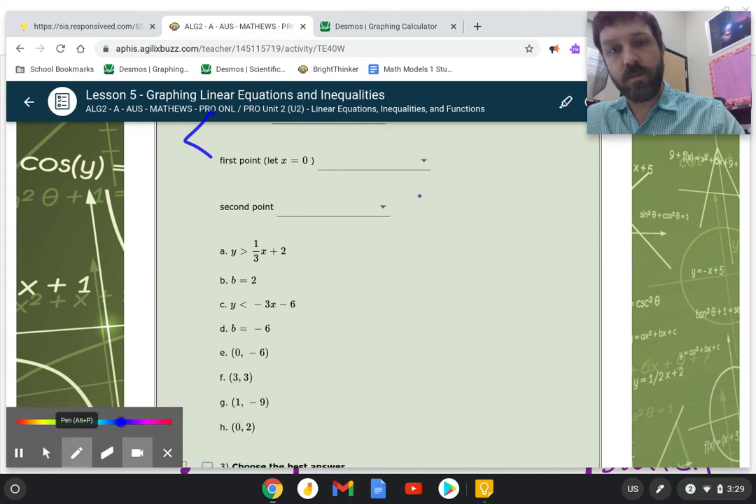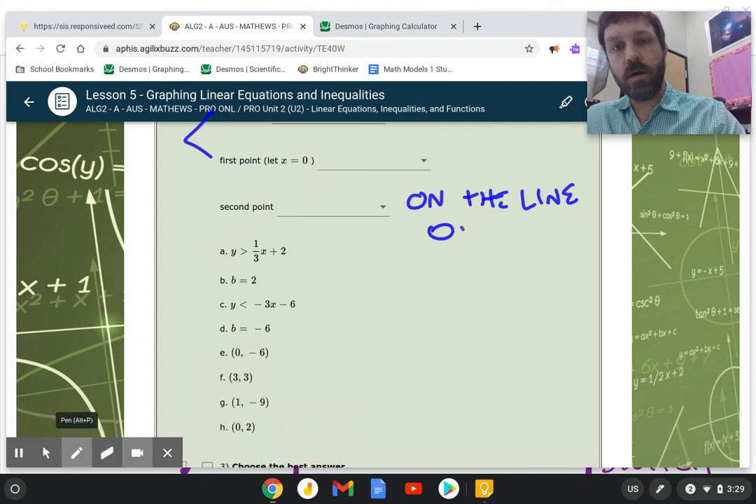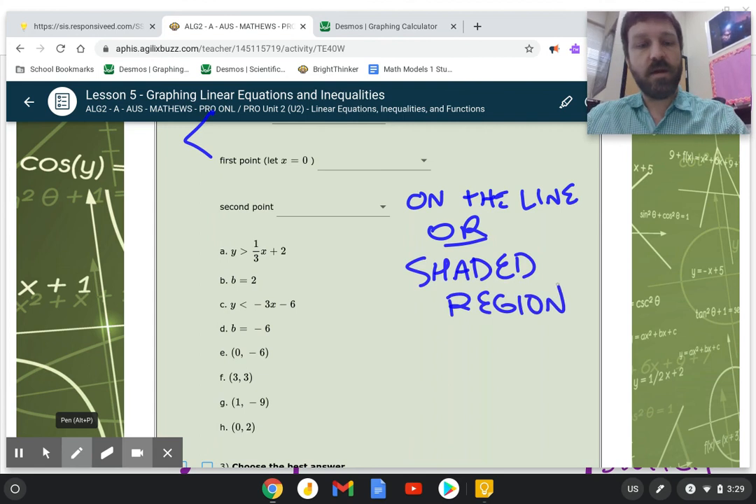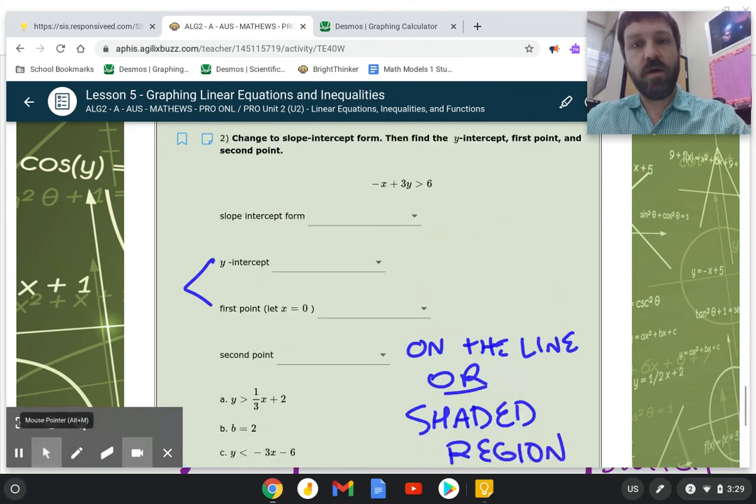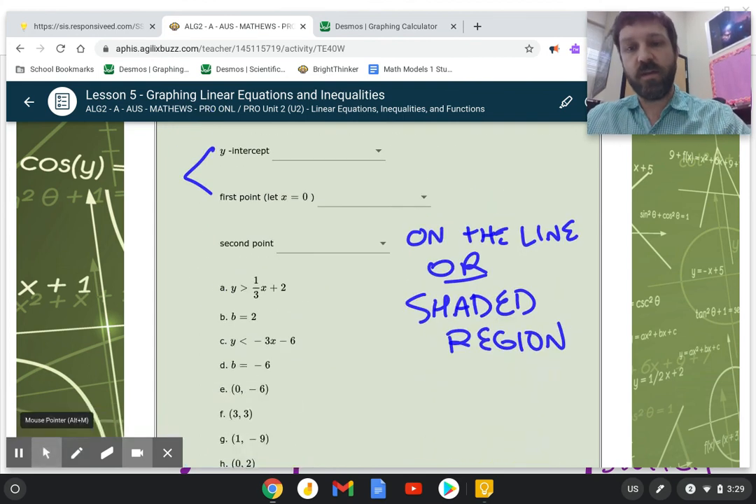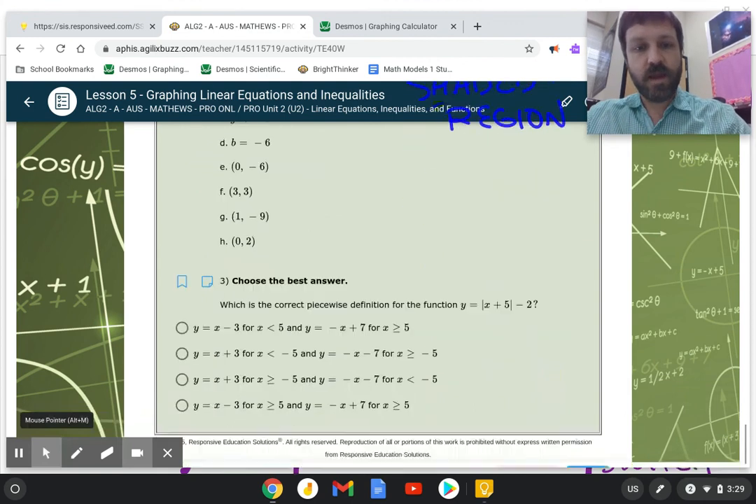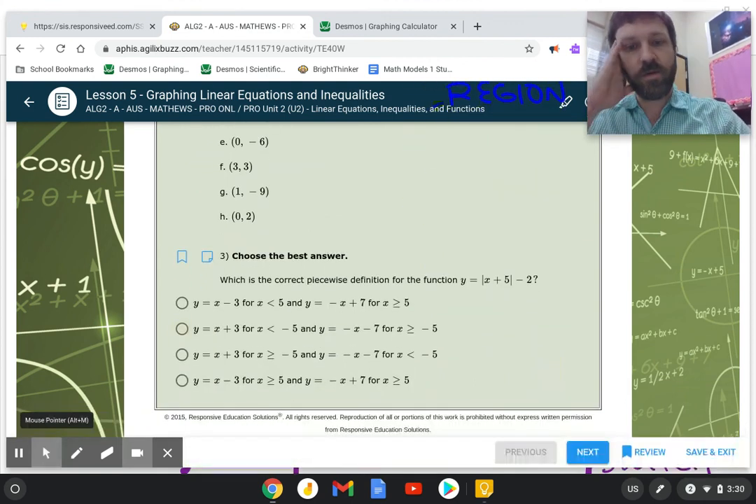So for this one, it needs to be on the line or in the shaded region. So be careful on that. Whenever you're dealing with the inequalities, you need to find one that's on the line or in the shaded region. Either one will do. And then the last question, what's the correct piecewise definition for the function y equals |x + 5| minus 2?